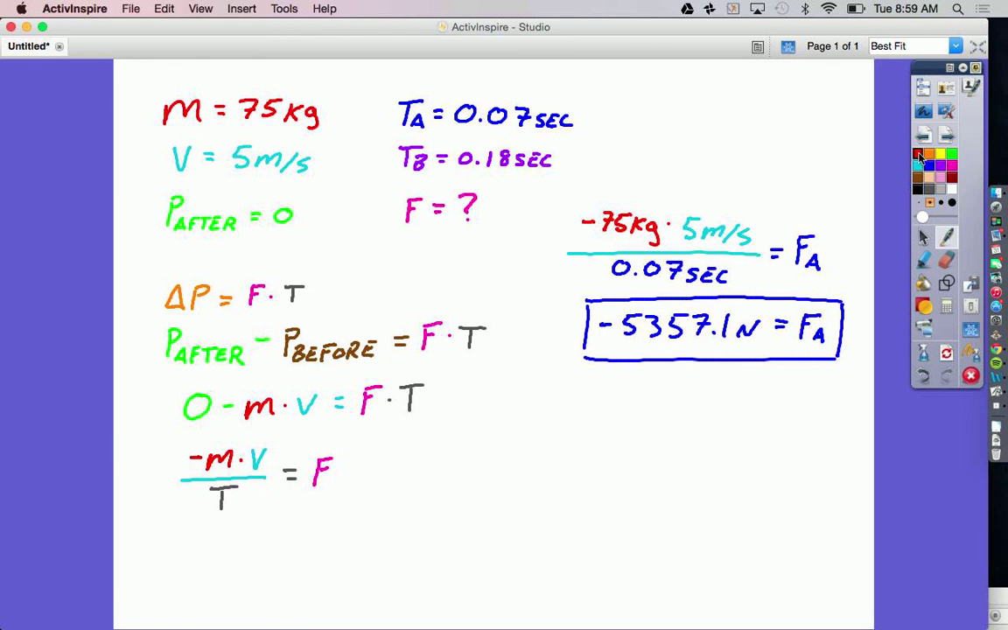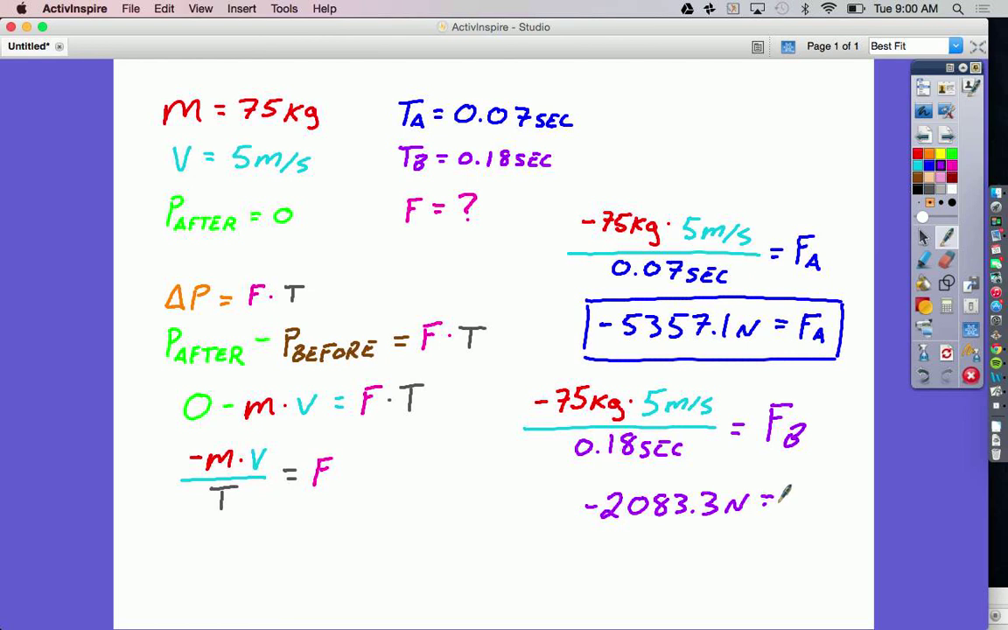I'm just going to use the exact same equation now for material B. The mass doesn't change. The speed doesn't change. The only thing that changed was how long it takes your foot to stop. Now it's 0.18 seconds. And that will give us the force for the second material, or the B material, and that would be 2,083.3 newtons. And that's the difference.